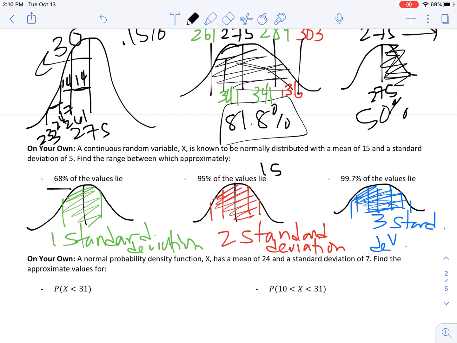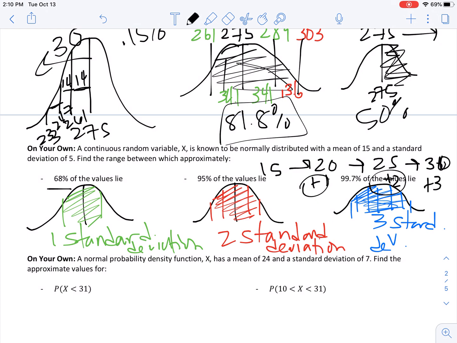Now there's a standard deviation of 5. So if I go plus 1, I'm going to be at 20. If I go another plus 1, so this is plus 1 standard deviation. If I go out another, I have to add another 5, so now I'm at 25, so that's plus 2. If I go out one more, I'll be at 30, and that'll be plus 3.